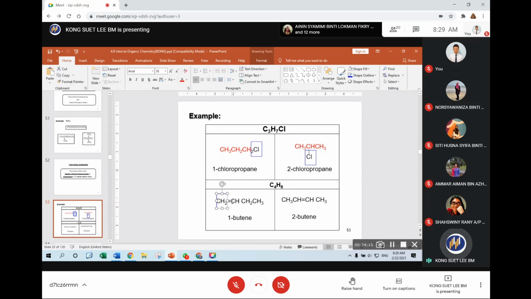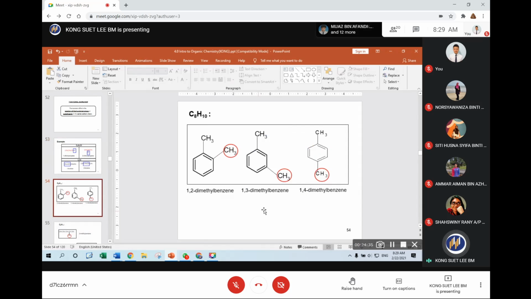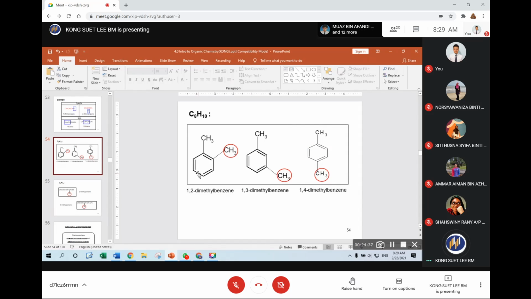The carbon-carbon double bond is at C1, C2, but for this one, C2, C3. The chain is still the same, C4, but the position of the carbon-carbon double bond is different: C1, C2 here, and C2, C3 here. So we call it a positional isomer. This one is a positional isomer as well. It is not necessarily a functional group; if one group of the substance changes position, it is also considered a positional isomer.